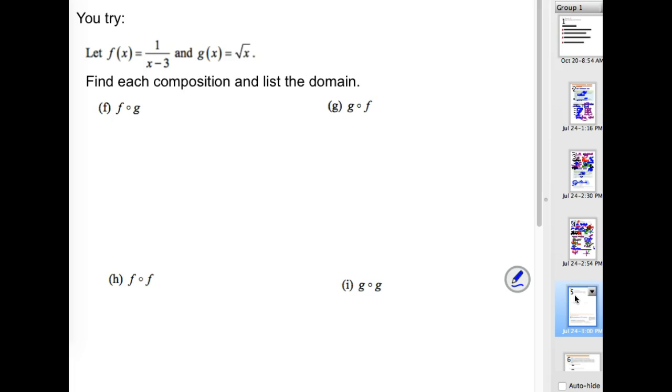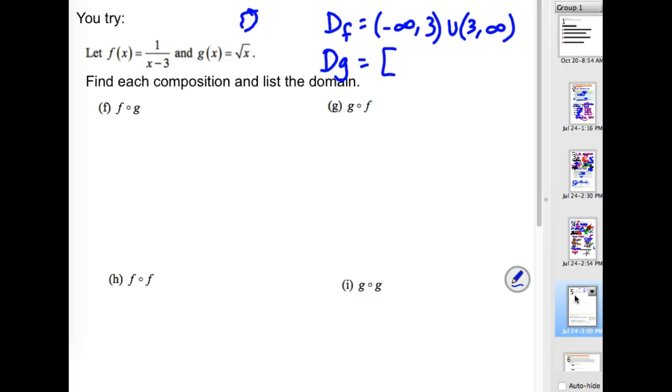All right, we're going to try a couple more compositions focusing on how we find that domain. So back to those first couple functions where f was 1 over x minus 3 and g of x was the square root of x. We already determined that the domain of f is everything but 3. So from negative infinity, jumping over 3, and continuing to positive infinity. The domain for g, we said because it was a square root, it can't be negative. So 0 on up.